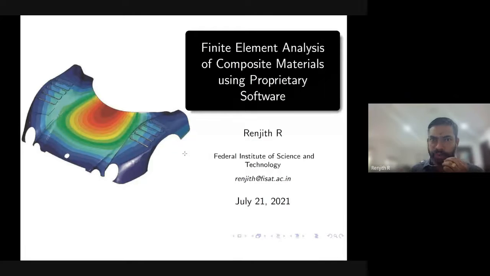Okay, so today's topic is finite element analysis of composite materials using proprietary software. Specifically, I want to explain how composite materials can be modeled using ANSYS. My presentation has two sections. I'm planning to do the first session as a preliminary, that is, what is happening behind the software, and the second session, practically how we can model the composite materials using the ANSYS software.